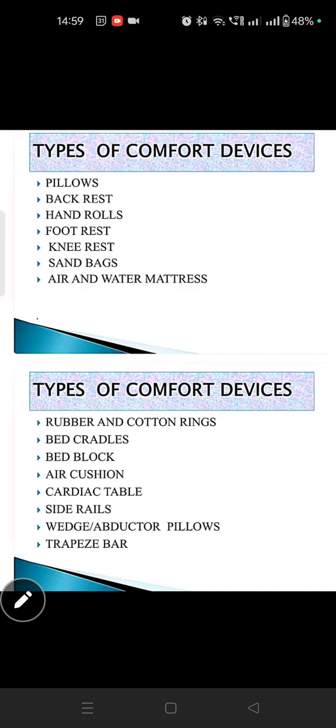Then what are the devices we can use while giving the position? Pillows, backrest, then we have head rolls, foot rest, knee rest and sandbags. Here we can also give water mattresses, cotton rings, bed cradles, bed blocks, air cushions, cardiac table, side rails and all.